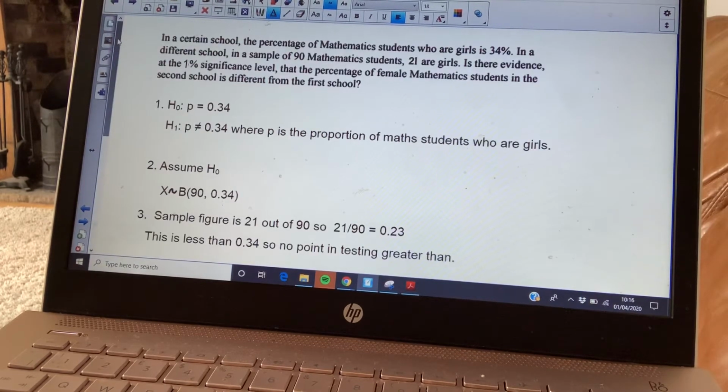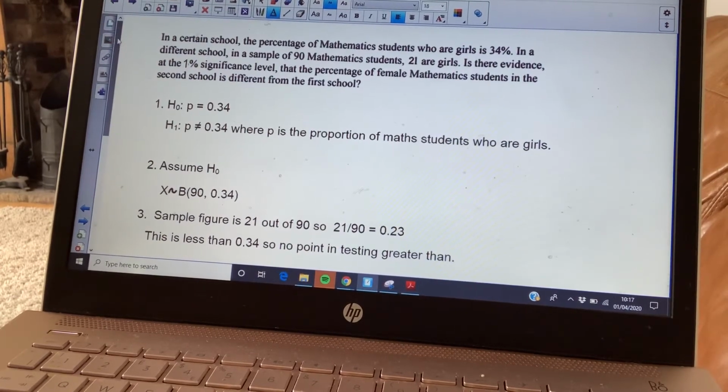I've done one where we're going to accept, and you can see I've slightly doctored this question. Certain school, the percentage of maths students who are girls, 34%. In a different school, in a sample of 90 maths students, 21 are girls. Is there evidence at the 1% significance level that the percentage of female students in the second school is different from the first school? So they're not directing you, they're not saying, is it bigger, is it smaller? Just want to know if it's different. So that is a two-tailed test.